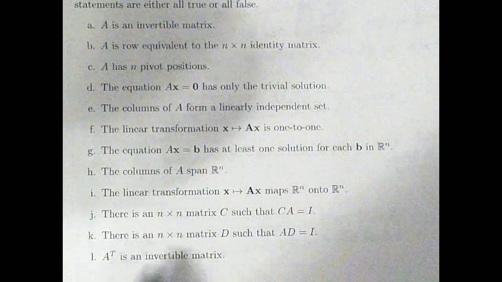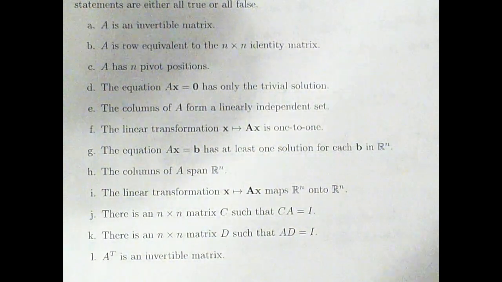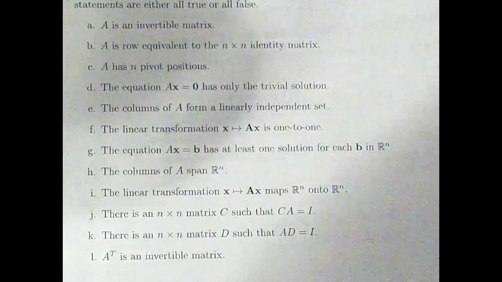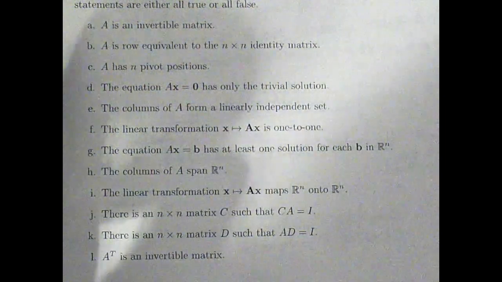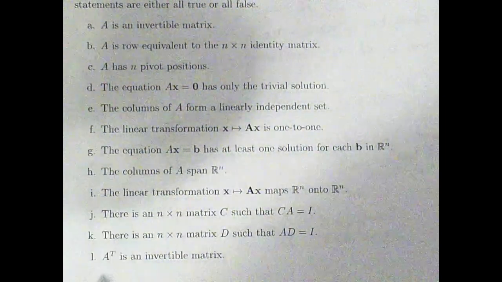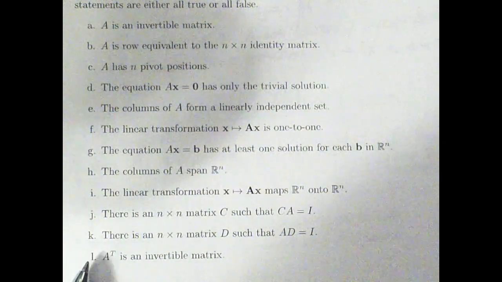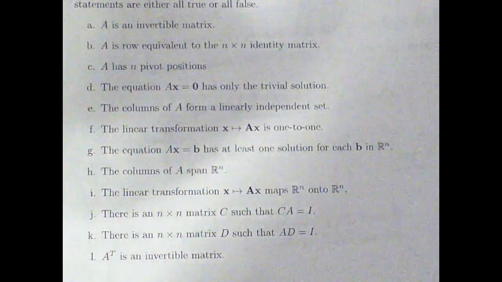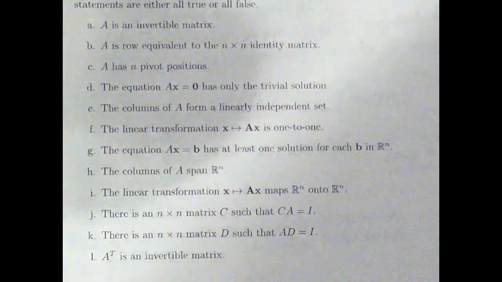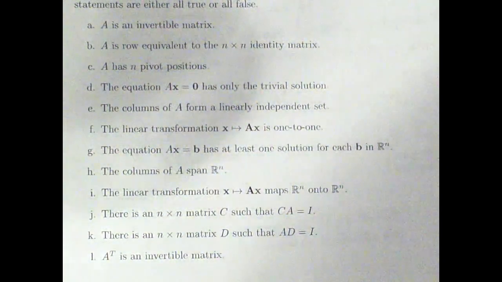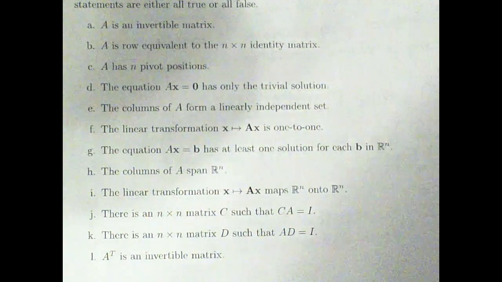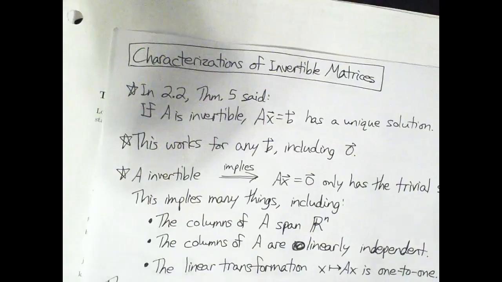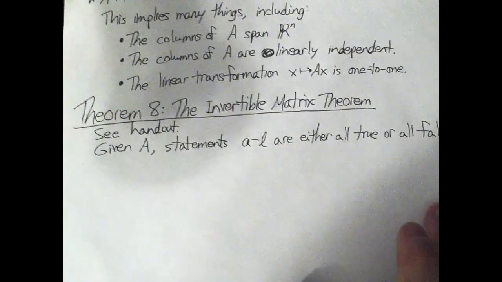And finally, A transpose is invertible. I think we might have said in the previous lesson that item A implies item L. I think we might have said that already. All right, so we're going to remove this from the screen and go back to writing notes, but we are going to refer to this as needed. Let's zoom back out. So here's where we were.